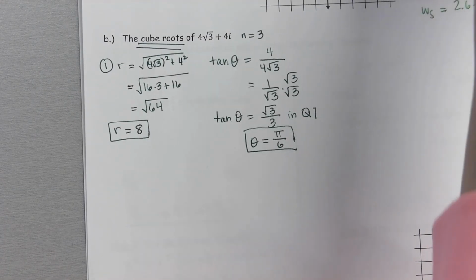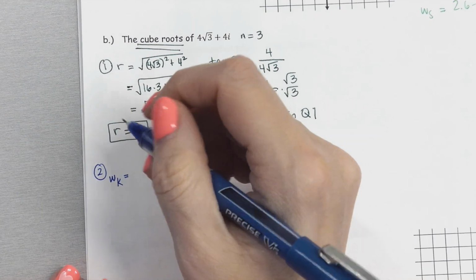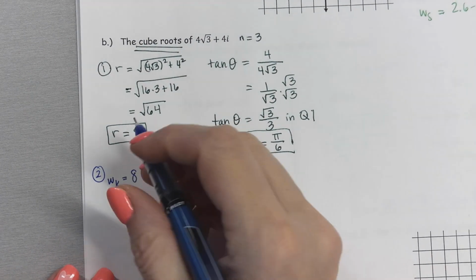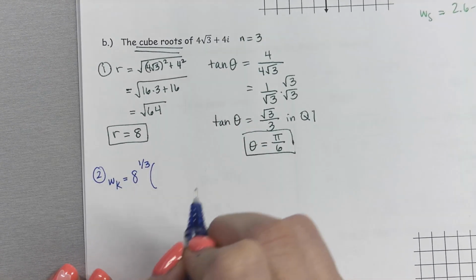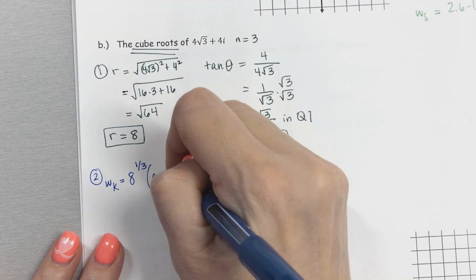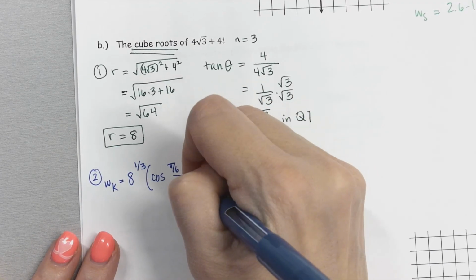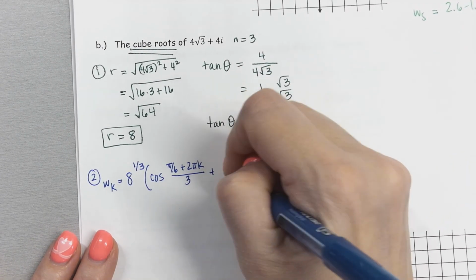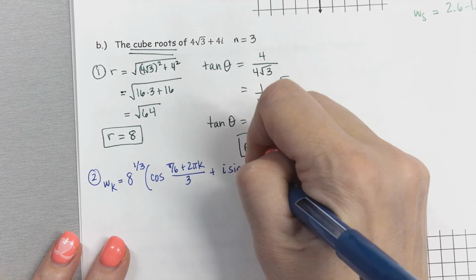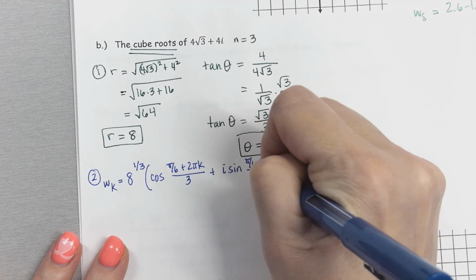Okay, so now, again, I find it helpful to write this out so when you're plugging in k, you can see what you're plugging it into. So your r value is 8. It's going to be to the power of 1 over 3. And then you have the cosine of theta, so pi over 6 plus 2 pi k divided by 3. And then this is i sine of pi over 6 plus 2 pi k divided by 3.